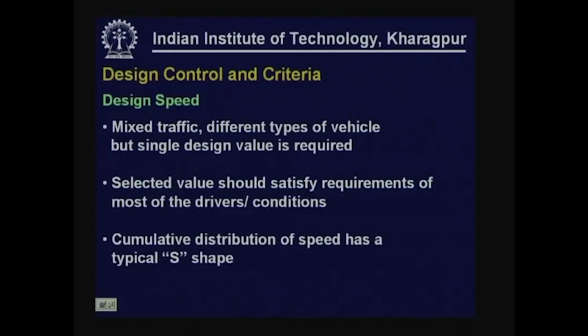Now, in most of the developing countries, the traffic system is heterogeneous in nature. We have cars, we have buses, we have commercial vehicles, and they all share the same road space. Obviously, the speed capabilities, acceleration, and deceleration capability are all different for different vehicle types. But for design purpose, we need a single value.